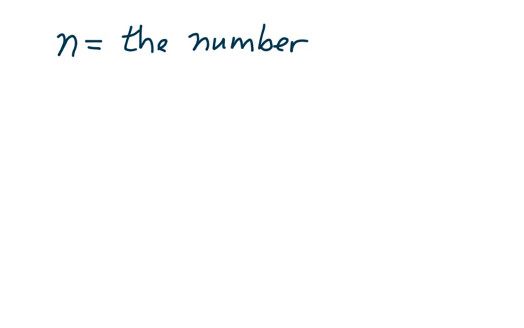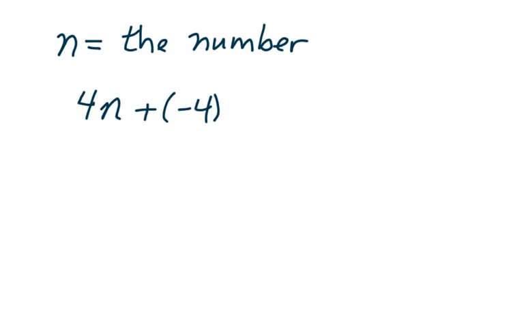I'm going to use the variable n to represent this unknown number. From here, I'm going to represent each of the pieces of the problem with algebra. So we'll start with the unknown number and multiply it by 4. So that's 4n. And to that we will add -4.